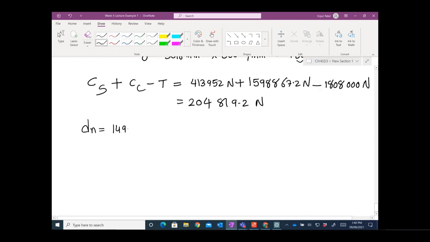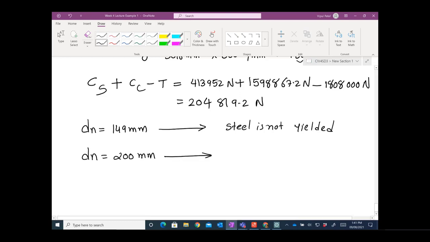Now let me tell you the whole picture of what we started. Dn equal to 149 millimeters, and the steel is not yielded. The top rear is not yielded, so we can't use that. Then we took Dn equal to 200 millimeters, and we did not reach equilibrium. We have this extra force of 204819.2 newtons. I need to make this zero. I want to get rid of that.